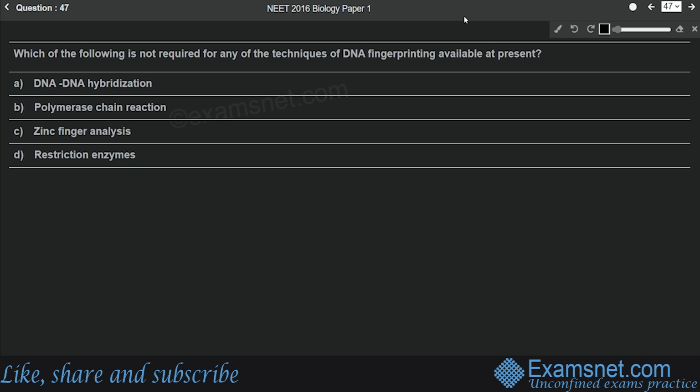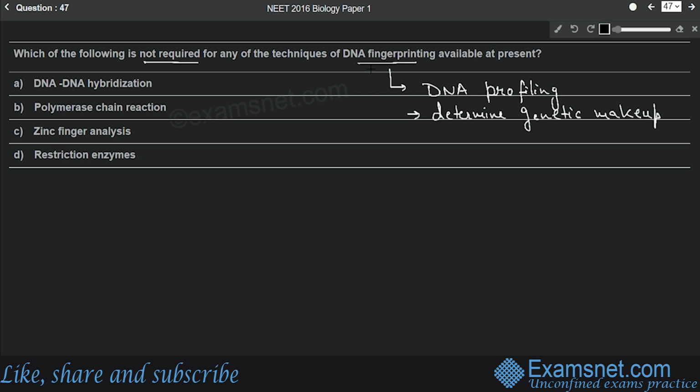Question number 47 is from the chapter Molecular Basis of Inheritance, and the question is, which of the following is not required for any of the techniques of DNA fingerprinting available at present? So what is DNA fingerprinting? It is also known as DNA profiling, right? And it is used to determine the genetic makeup of an individual. Now let's see the options.